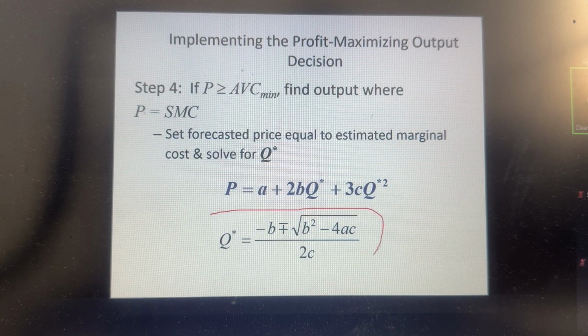solve this type of quadratic equation, because we learned this equation maybe when we were at grade 10.